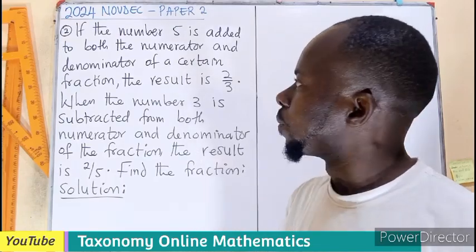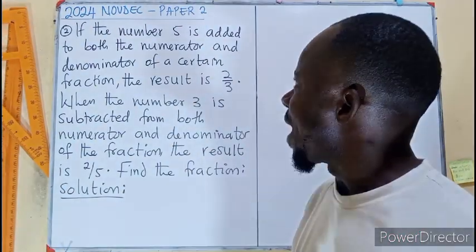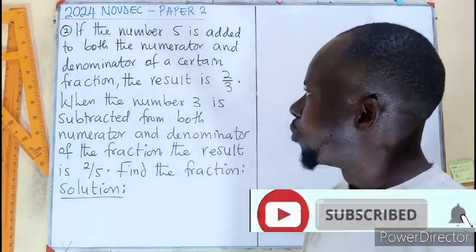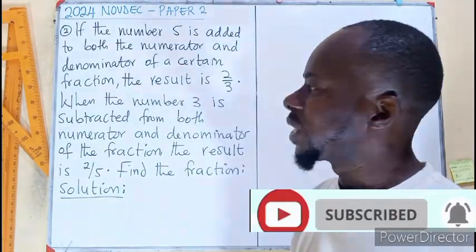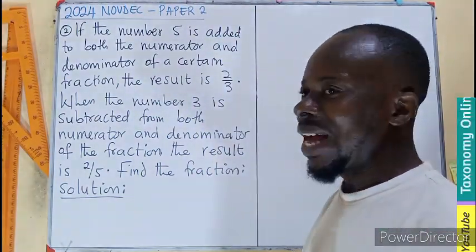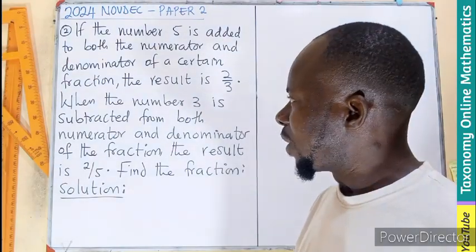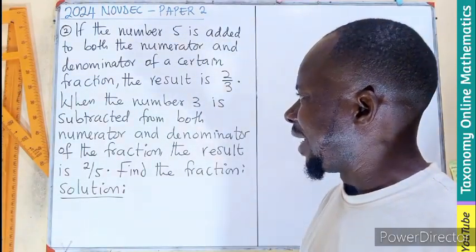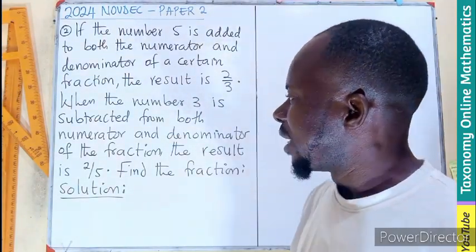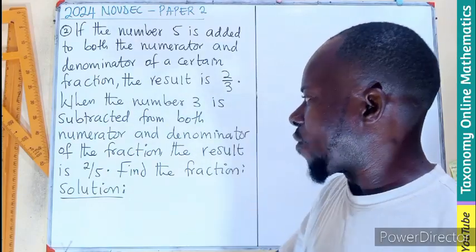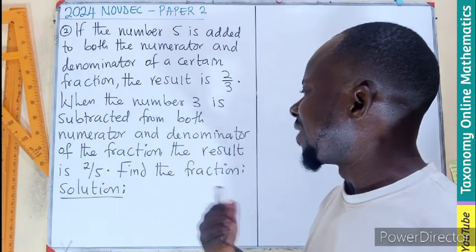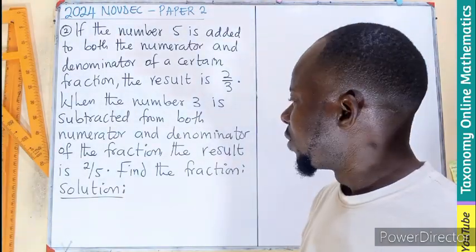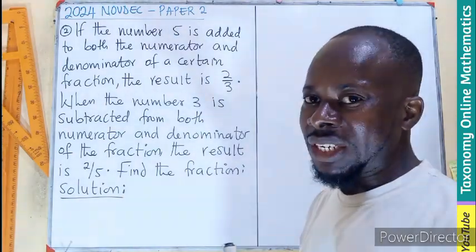2024, paper 2. If the number 5 is added to both the numerator and the denominator of a certain fraction, the result is given as 2 on 3. When the number 3 is subtracted from both the numerator and the denominator of the same fraction, the result is now 2 on 5. So we have to find the fraction.